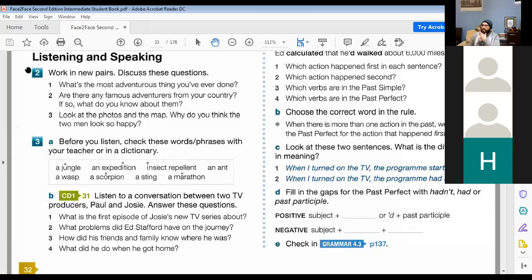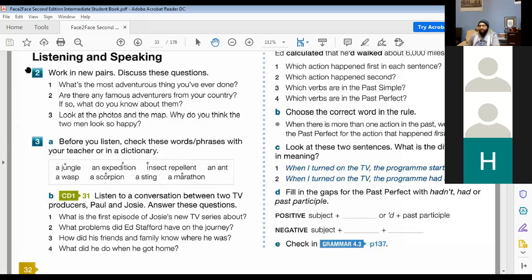Yes, a lot of things. When I travel somewhere, I like to visit a lot of things. Okay, so maybe we can say this is being adventurous.